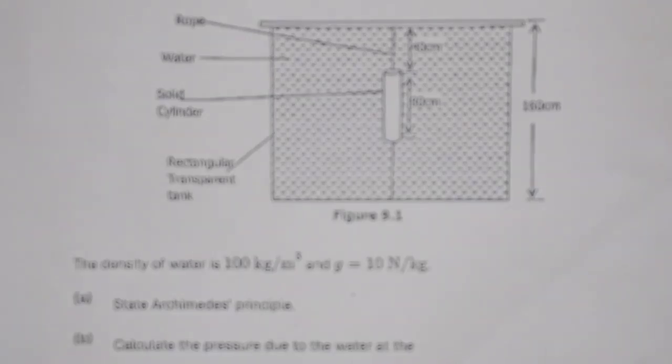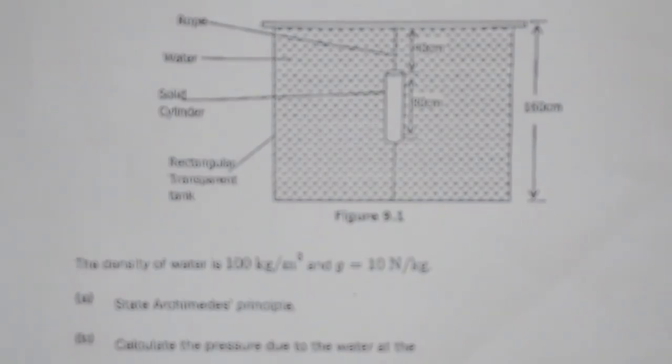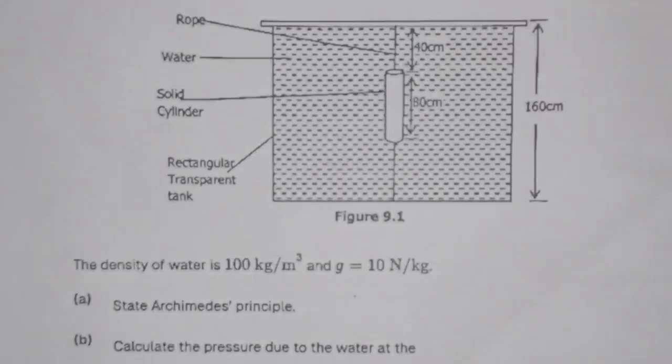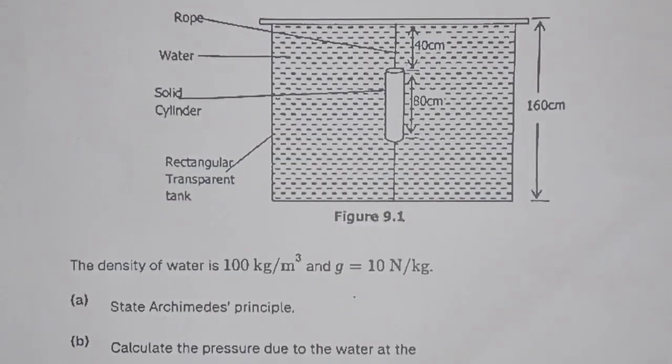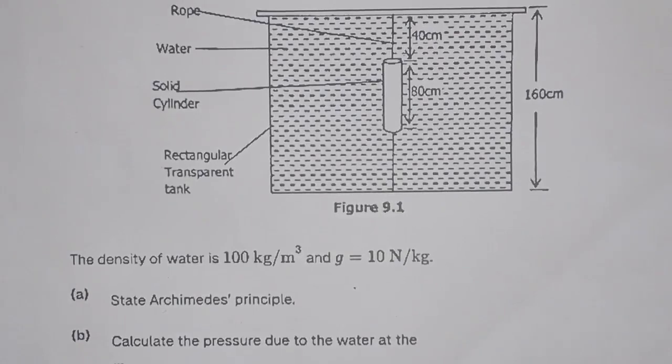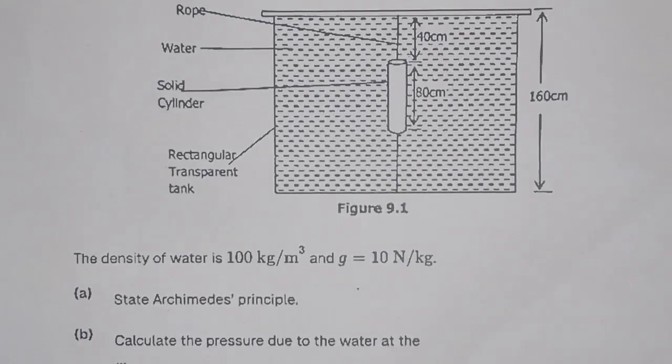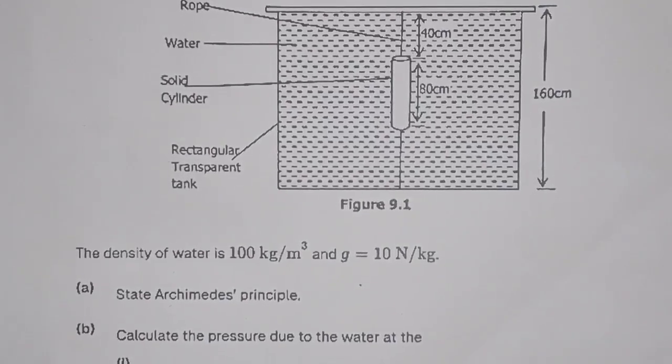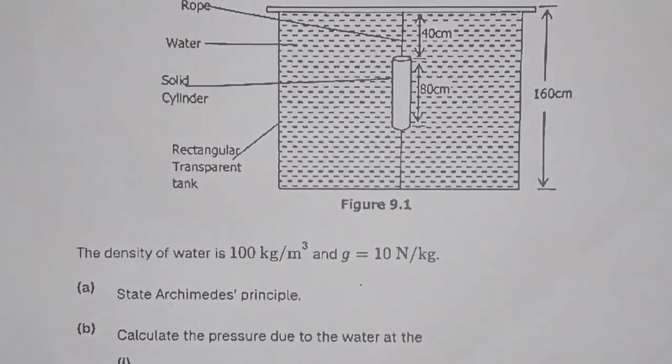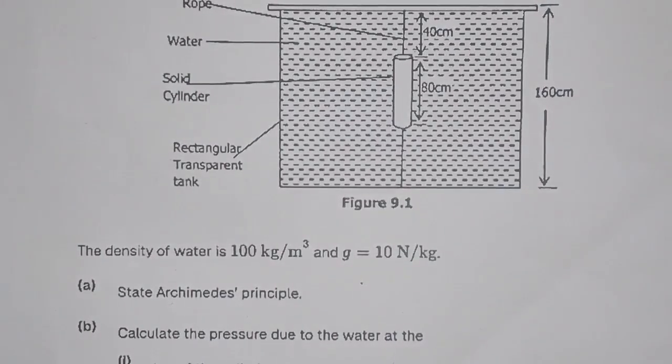I'm going to repeat in case of those who haven't heard. Archimedes principle states that when an object is wholly or partially immersed in water, its upthrust is equal to the weight of the water displaced. So we have answered part A.